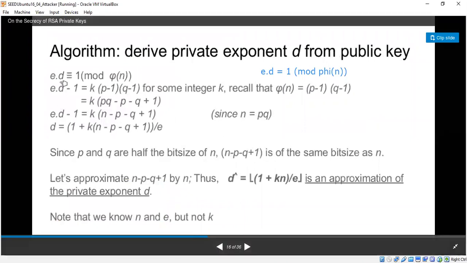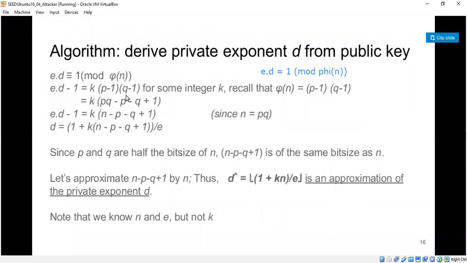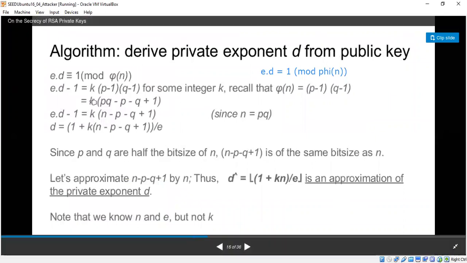We do know e times d is congruent to 1 mod phi of n, but phi of n is nothing but p minus 1 times q minus 1. Again, we don't know p and q. Only the person who owns the private key knows p and q. We also don't know k either, though we do know it must be some multiple of k. If you apply some basic algebra, it becomes pq minus p minus q plus 1, straight from basic arithmetic. Then if you reorder the terms, d is nothing but 1 plus k times (n minus p minus q plus 1), divided by e.